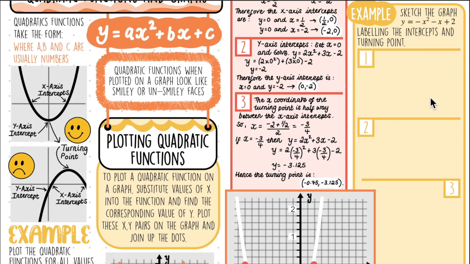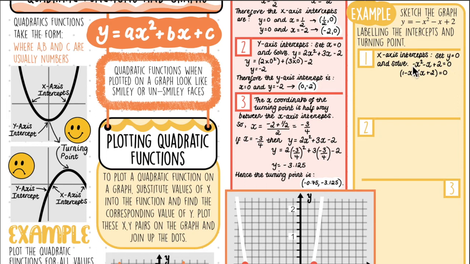Now remember what I said, the x-axis intercepts occur where the quadratic graph crosses the x-axis, i.e. the point at which y is equal to 0. Therefore, to find these points, we just put y is equal to 0 in our quadratic function and solve. So that's what we've done here. We've now got minus x squared minus x plus 2 is equal to 0.